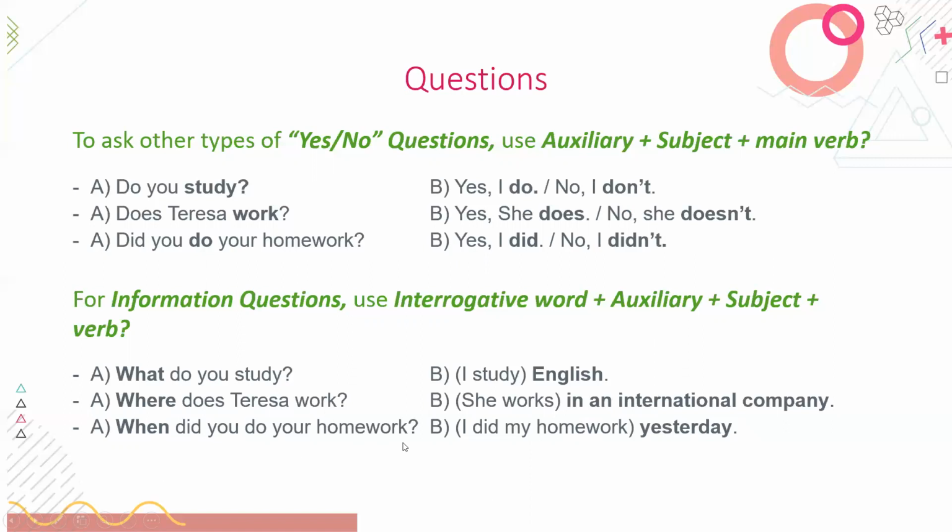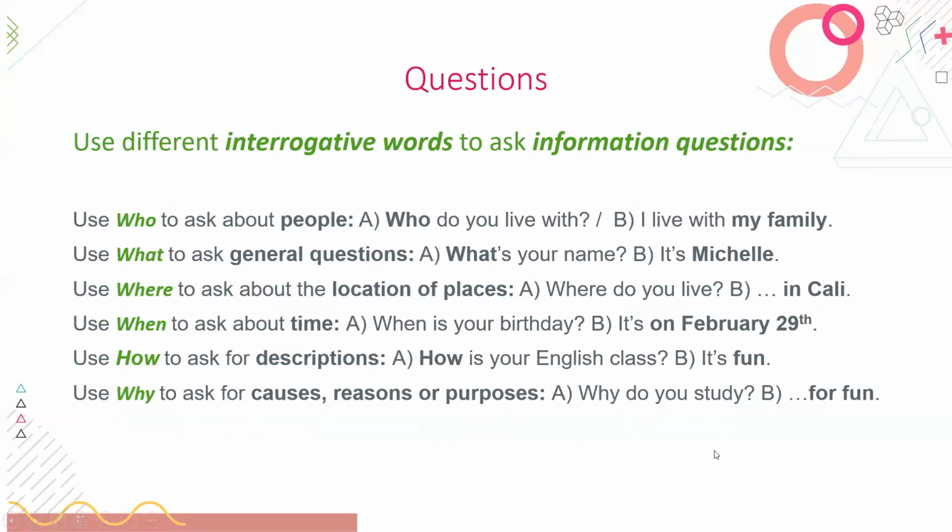When did you do your homework? Yesterday. I did my homework yesterday. You can use different interrogative words to ask information questions. Use who to ask about people. Who do you live with? My family. I live with my family.